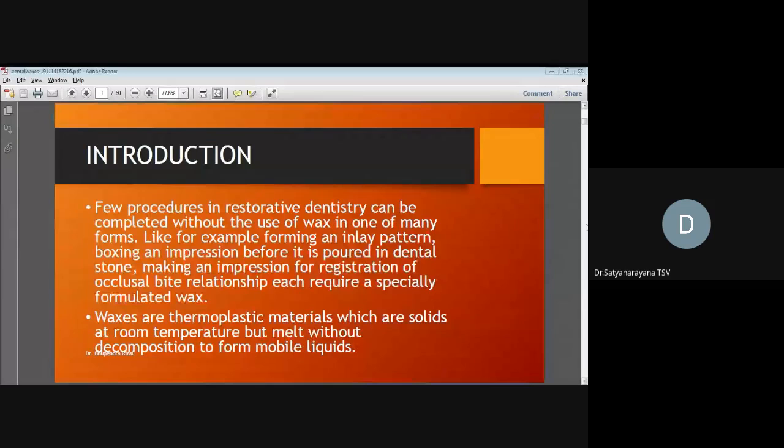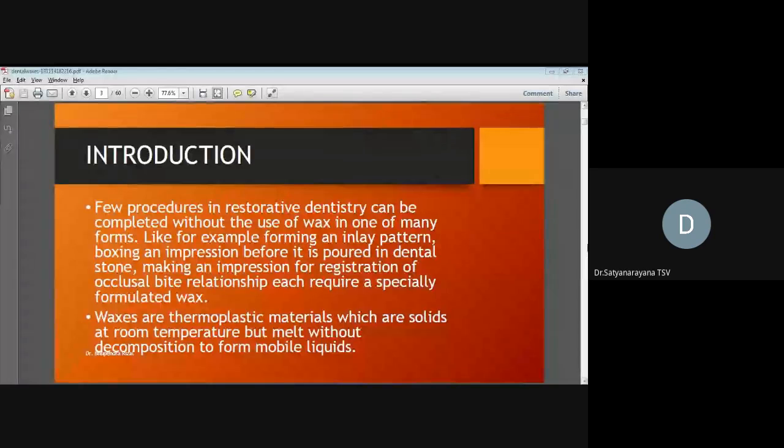Wax is used in many ways. Examples include inlay pattern wax, boxing wax before an impression is poured in dental stone, making an impression, and registration of occlusal bites. All this is possible because waxes are thermoplastic and melt without decomposition. This is the most important property of waxes that you should keep in mind.